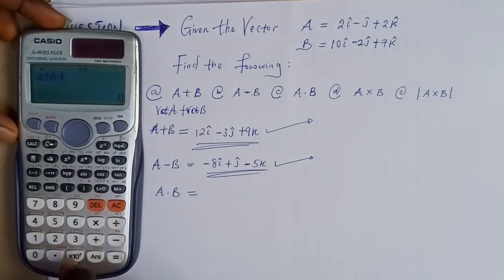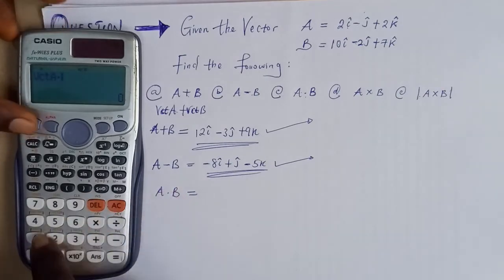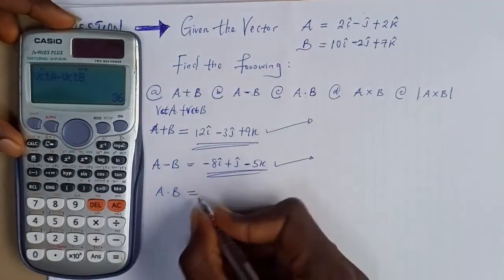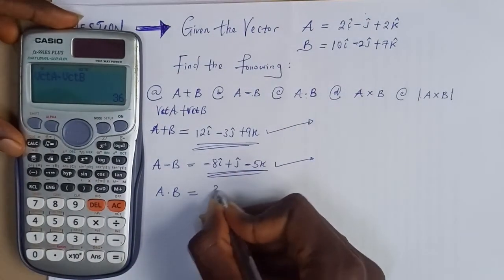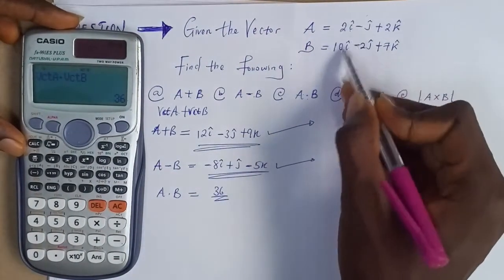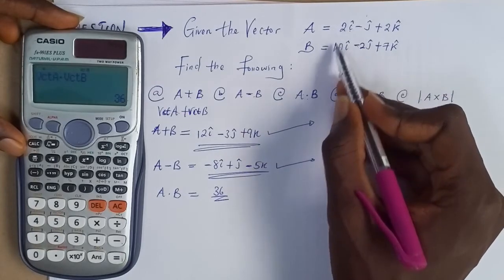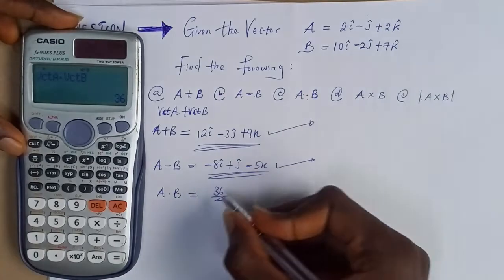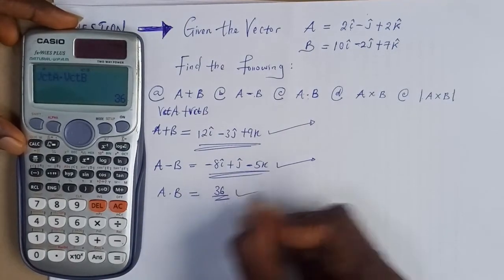Okay, so vector A, shift and 5 again, vector B. So when you do the dot product of those two vectors, you end up having 36. Is that not true? 10 times 2, that's 20. I dot I is 1, that's 20. This will give us plus 2, then plus 9. You end up having 36 when you add it up together.